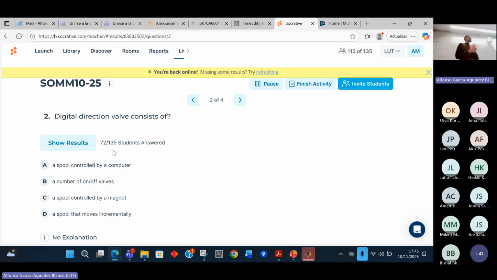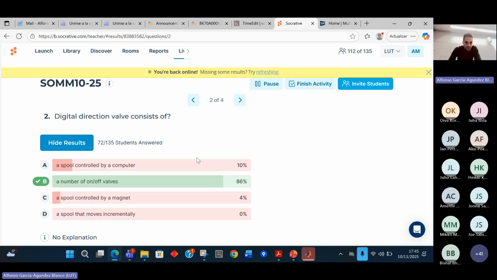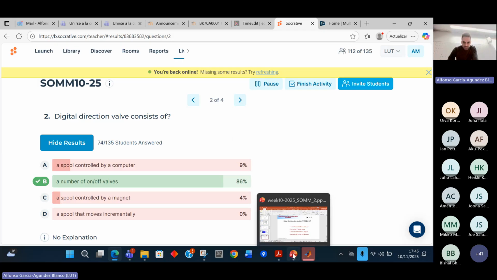B, exactly. A number of on and off valves that can be combined. Perfect, thank you. So let's see the results. Still there were some students that said a spool controlled by a computer. Well, all the other options can be found in a traditional directional control valve. This is a spool operated by a magnet, a spool that can move incrementally or using some computer algorithm, but the digital hydraulics properly set consists of this number of on and off valves. Okay, clear? Perfect. So let's continue.